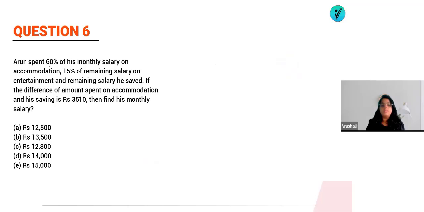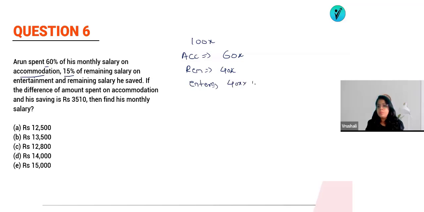So, suppose his salary is 100x. So he had spent on the accommodation 60%. So we can say that it will be equal to 60x. Then what will be the remaining? So the remaining will be equal to 40x. And out of this remaining, 15% is spent on the entertainment. So on entertainment, 40x into 15%. That means how much it will be? 2 fives are 10, 3 fives are 15, 5 into 3 is 15. So 6x on the entertainment.